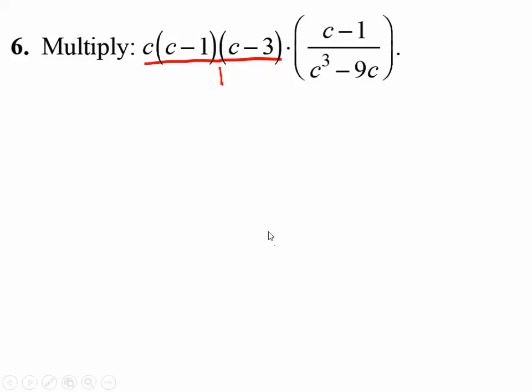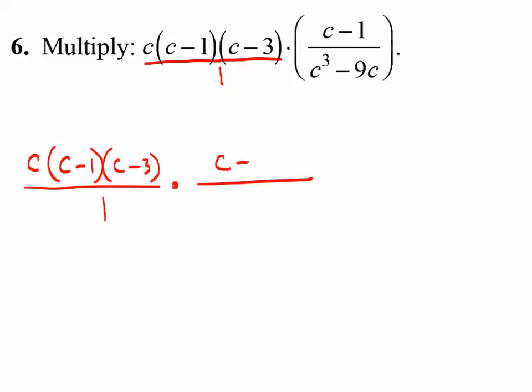Alright, some of you are done already here, so let me set up mine over here. So c times c minus 1 times c minus 3 over 1, and then the c minus 1 on top still stays here, but c cubed minus 9c, we can factor out a c here, and again the leftovers would be c squared minus 9, and again I think you know how to factor that one down some more. That's a pretty easy one there.